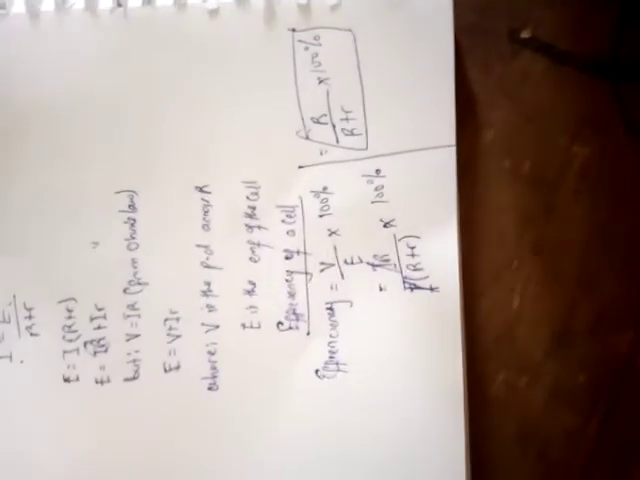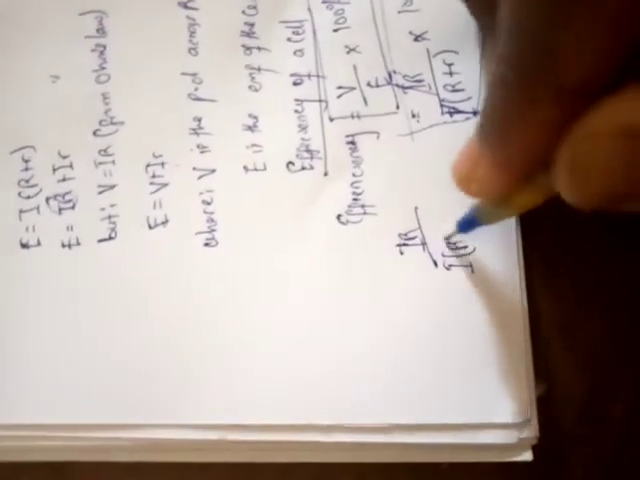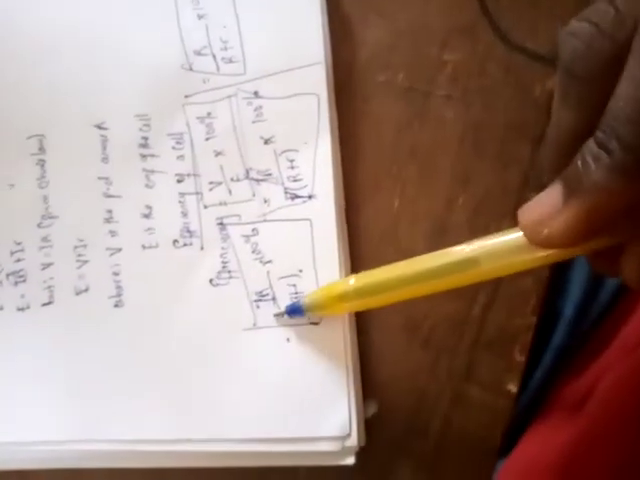So this is the formula for calculating the efficiency of a cell. You can use any of them. You can use this, or you can use IR over I times (R plus r) times 100%. You can use any, but this one will take time. This one is the short form of that one.